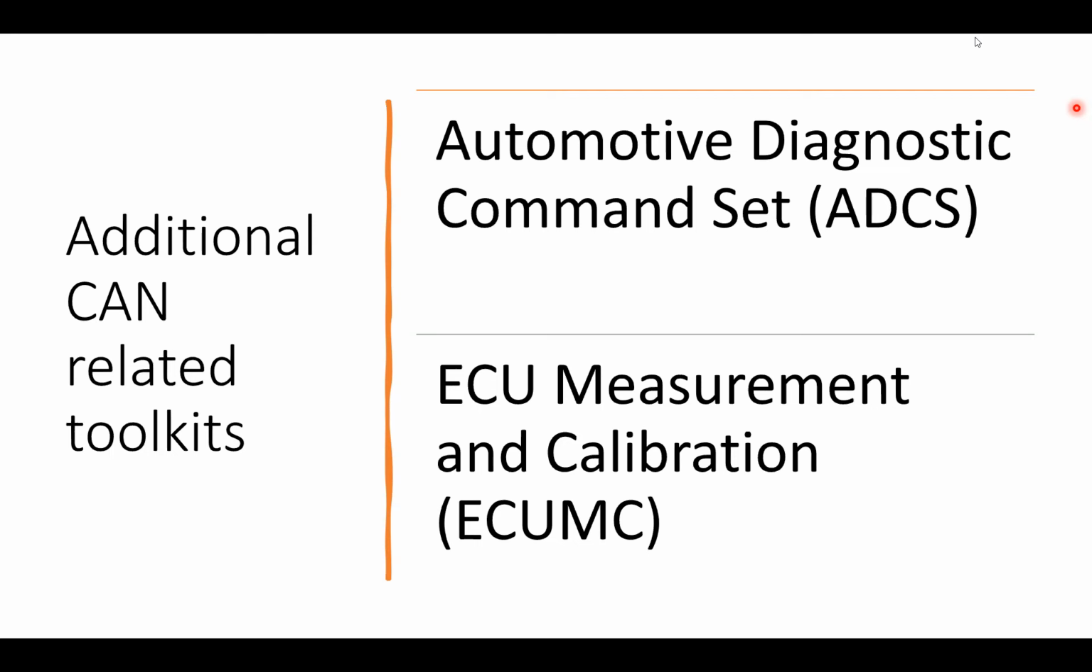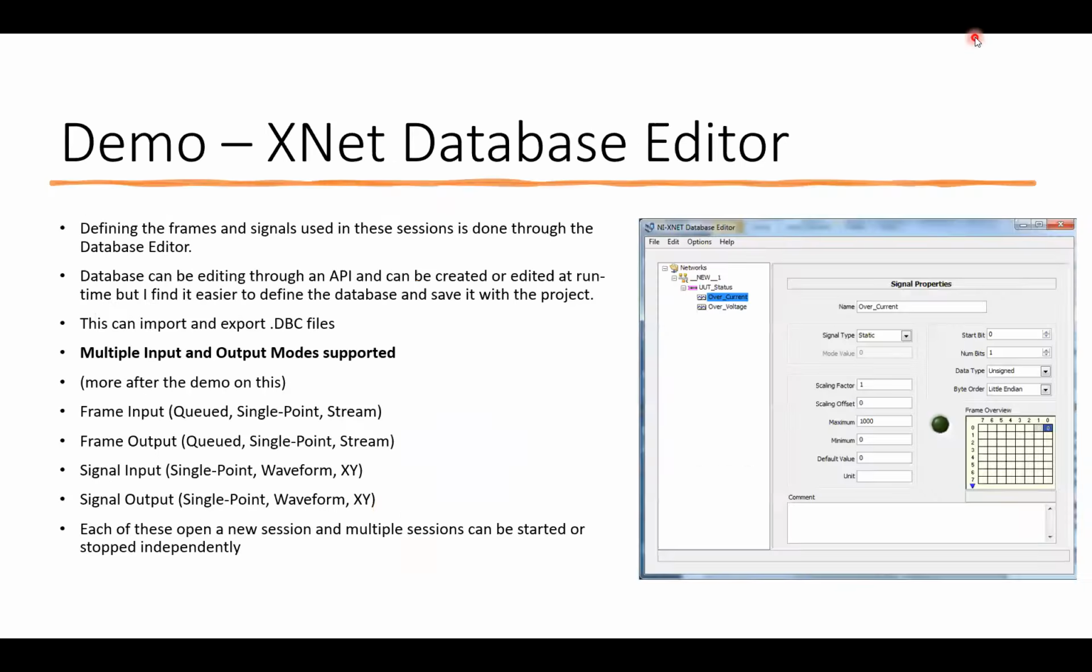So basically what do these tools do? In automotive, we have a set of variables which will be decoded in the A2L file. If you want to read those variables from the A2L file, that's basically the Automotive Diagnostic Command Set. And ECU Measurement and Calibration can be used to read the XCP and CCP data from the A2L file, that's also from the ECU.